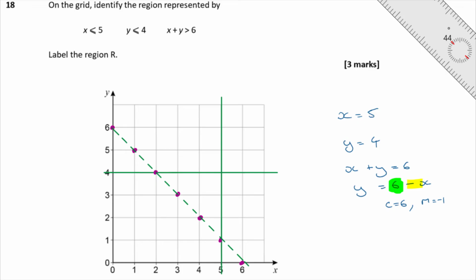Now those 3 lines divide up your grid into various sections. I've got a section here, I've got a region up here, a region down here, a big region here, and I've got one in the middle there. Often it's the one in the middle of all 3 lines, but it's not always the case, but usually it is. So that's where my first guess is going to be, that it's going to be in that triangle in the middle.